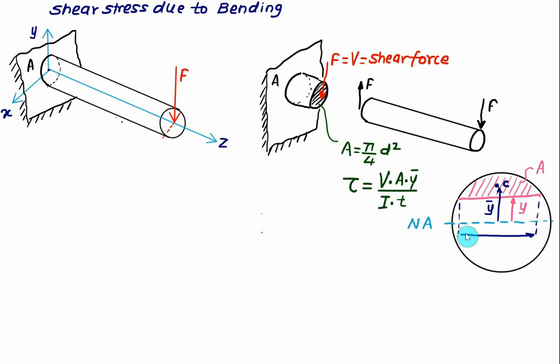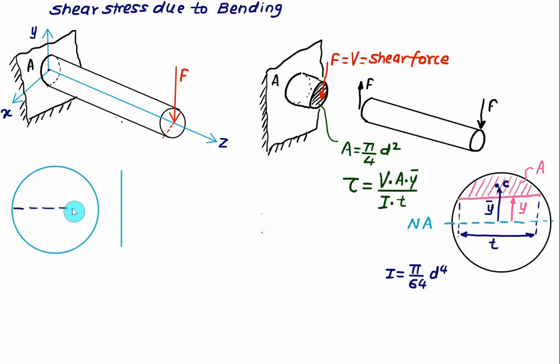In this fashion we can calculate the shear stress due to bending. I represent here the moment of inertia for the entire section. So this time we have I equal to pi by 64 d to the power 4. Naturally this area will be more if we have y value equal to 0. So whenever we have a circular cross section, then at the neutral axis we'll find the area is maximum, and because of this maximum shear stress is produced, that will be equal to tau max.